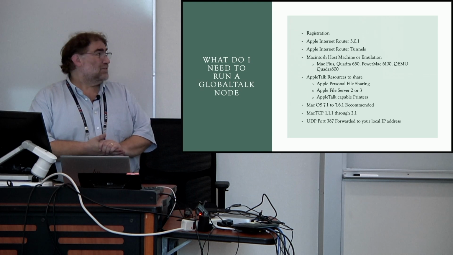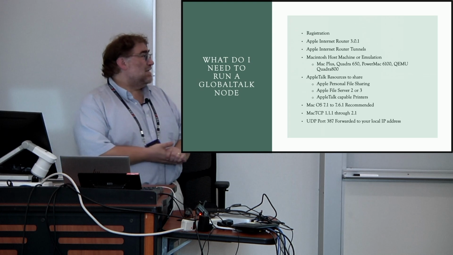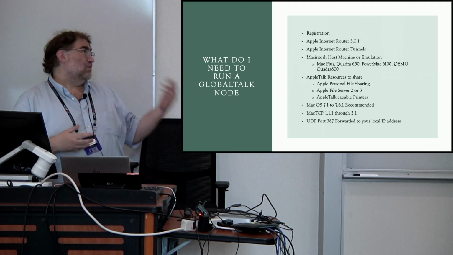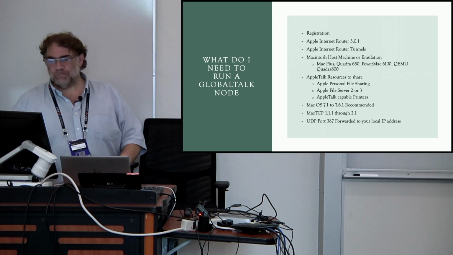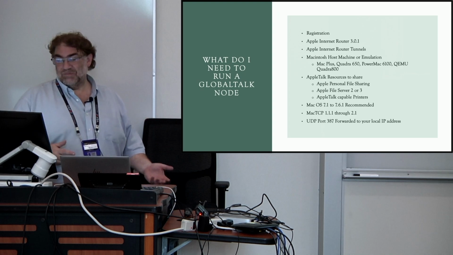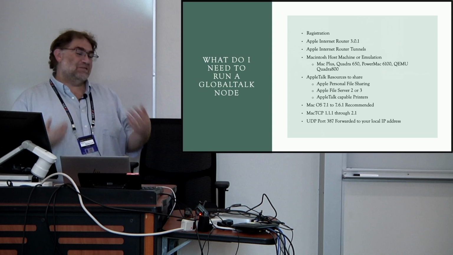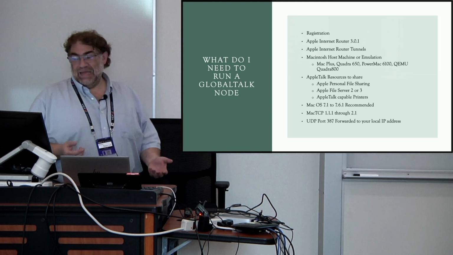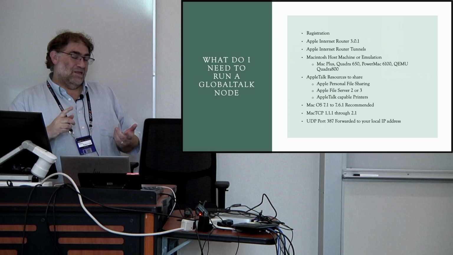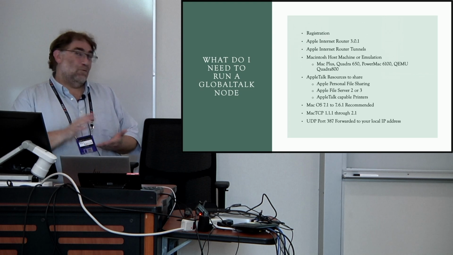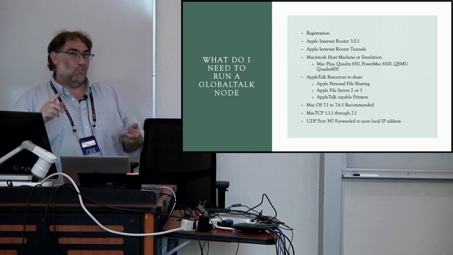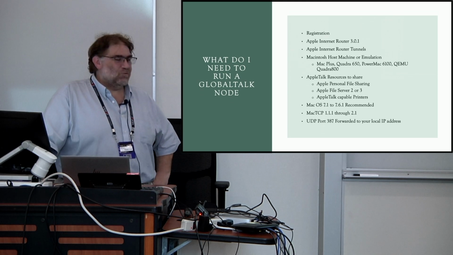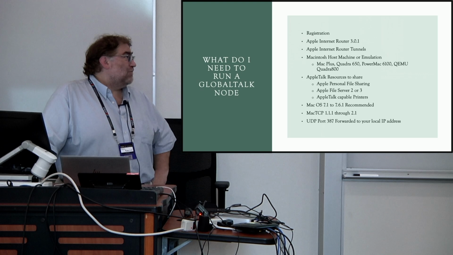So, a few things are needed for a GlobalTalk node. We just covered registration and how to do that. You need the actual software, which for the best use is Apple Internet Router 3.0.1. You can actually use the lower versions, 3.0 and 1.1, 1.1.0 I think it was. There's one out there to be found, and then a really early one I found last night, but I haven't tried it yet.